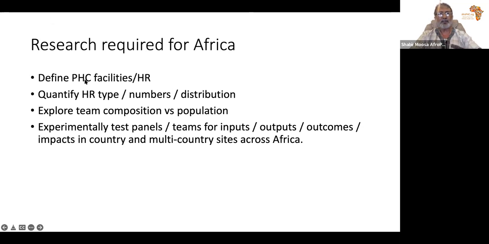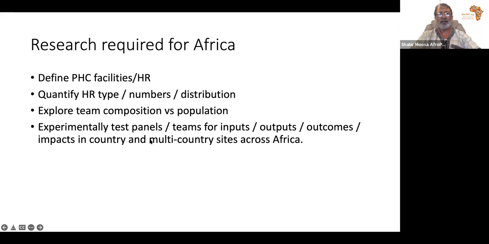I think clearly we do need to start by defining primary healthcare facilities and the people involved, the staff involved in primary healthcare. And once we do that, we need to quantify these types, numbers, and their distribution across the entire country, public and private. We also then need to look at exactly how, given the numbers available within the country, we can look at optimal teams per population and find ways, in good, solid research involving experts in the country. How best can we do that, even given 50% take up by that kind of population of professionals or team members?